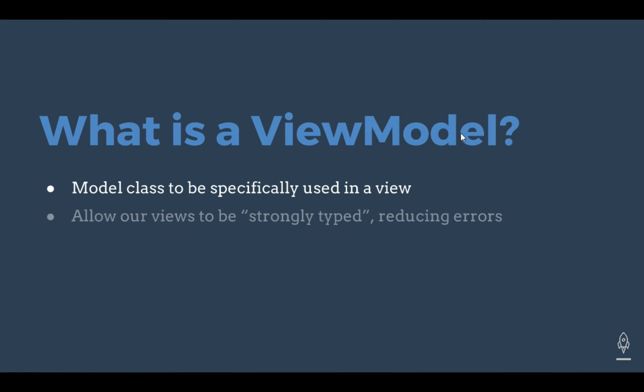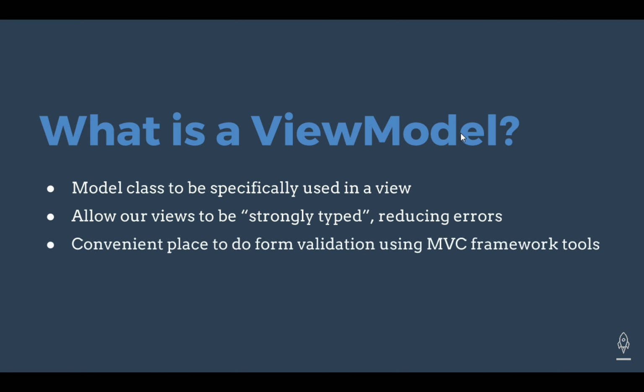They allowed our views to be strongly typed, so when we're writing our views, the compiler is going to give us some checking on the names of things and the types of those things that we're using, which we previously did not get when we used the ViewBag. And then finally, they were a convenient place for us to add form validation using some built-in MVC framework tools. So we went through a simple view model this time. In the next lesson, we'll go through a little bit more complex use case of a view model to show you how they can become even more powerful as you integrate them into your applications.